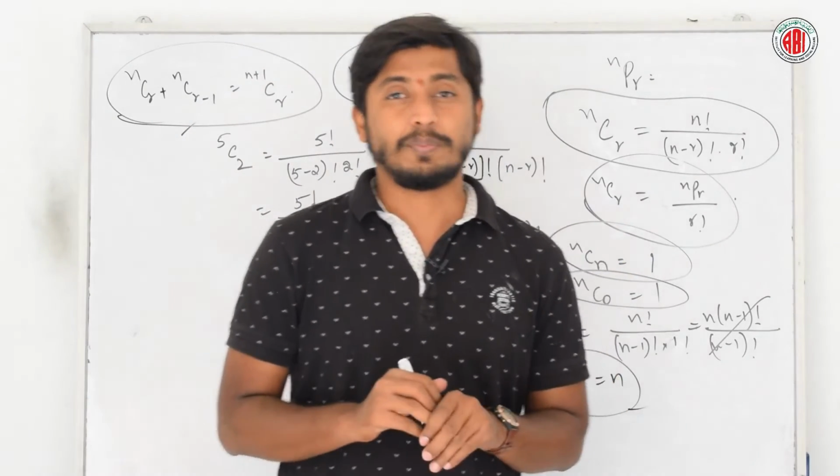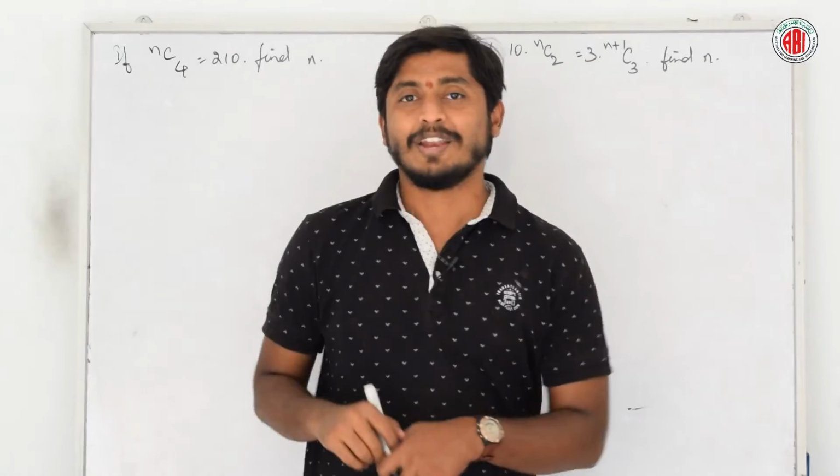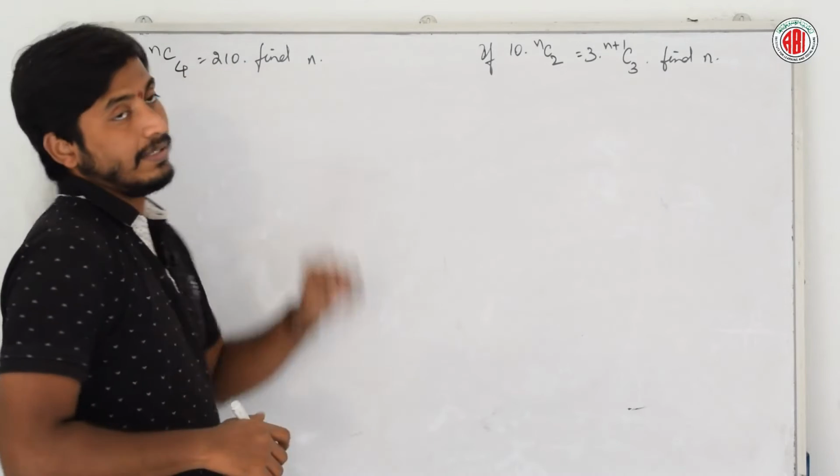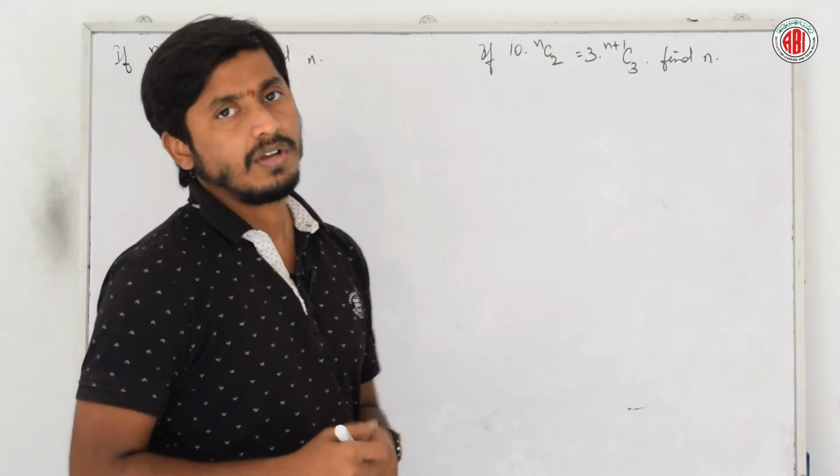Okay, shall we start doing problems on this? Let's do. Look at the question here. It says if nC4 is equal to 210, find the value of n. So how do we find it?